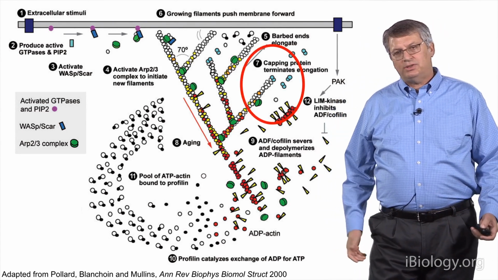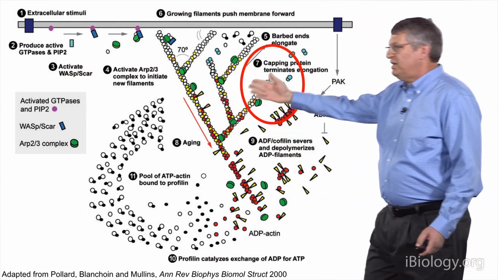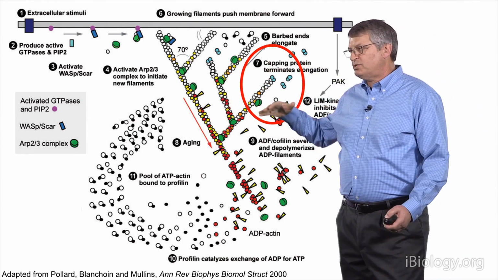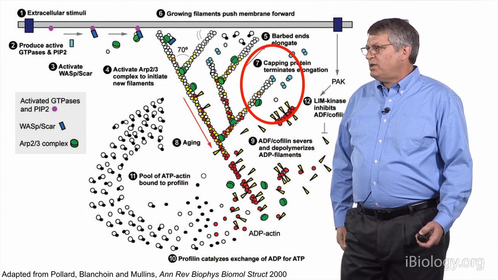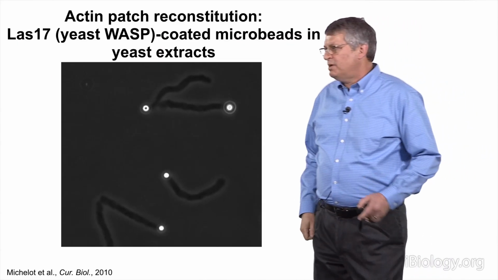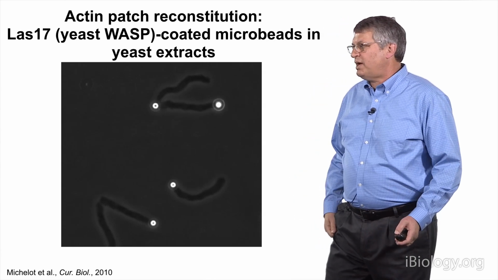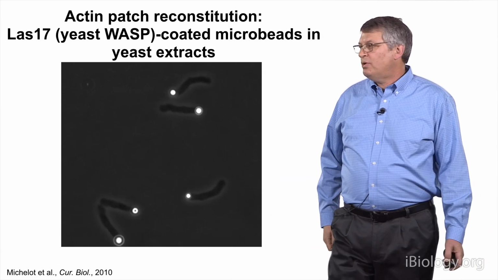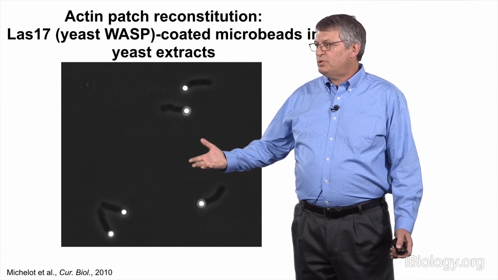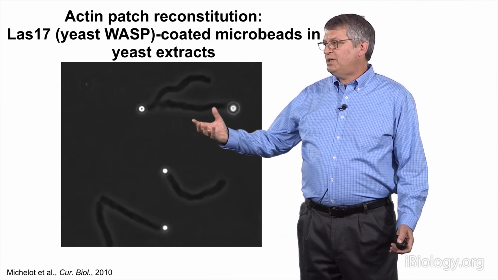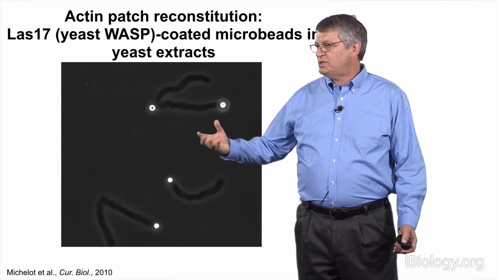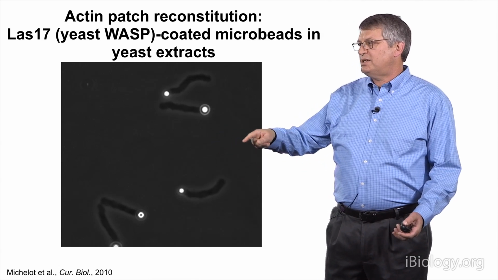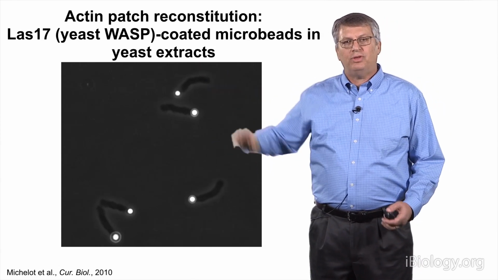So next, we want to explore this capping activity that occurs after filaments are nucleated by the ARP23 complex that controls their elongation. And you'll recall that capping was important, essential for the movement of Listeria. And when Alfie Michelot joined the lab as a postdoc, he was able to produce Listeria-type movements by putting the yeast WASP protein on microspheres and introducing those into a concentrated yeast extract. These spheres would then assemble actin tails, which would propel them through the extract.